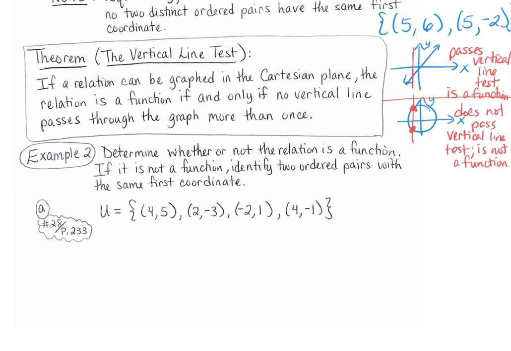As you were telling me, this relation is not a function? And what are the two ordered pairs? (4, 5) and (4, -1). Very good. They have the same first coordinate. So that's why this relation is not a function. You got it. What questions do you have?